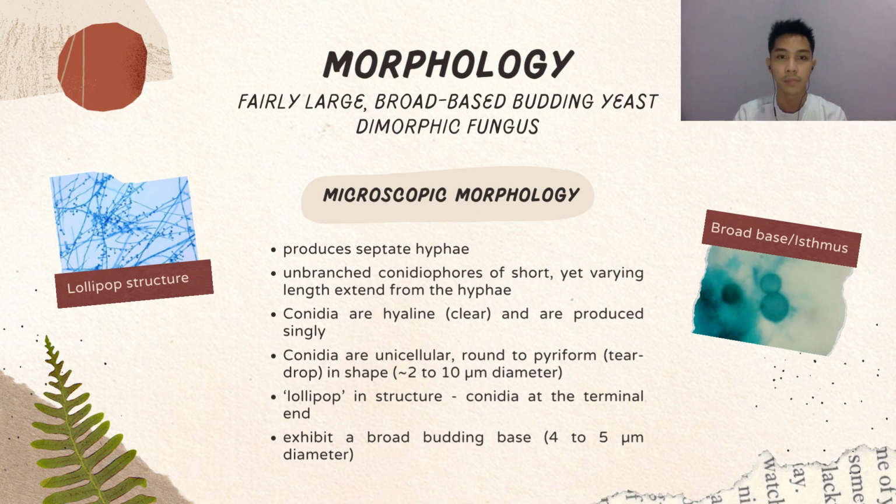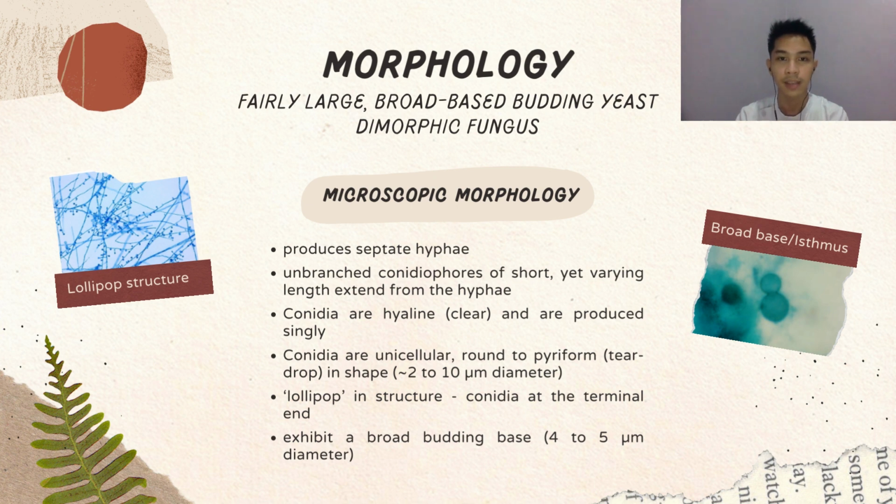On the other hand, B. dermatitidis in microscopic morphology produces septate hyphae with unbranched conidiophores of short, yet varying length extending from the hyphae. Its conidia are hyaline and are produced singly at the apex of the conidiophore or can develop directly on the hyphae. The conidia are unicellular, round to pyriform or teardrop in shape, approximately 2 to 10 micrometers in diameter. One unique feature of B. dermatitidis is a lollipop structure, which is a conidia at the terminal end.